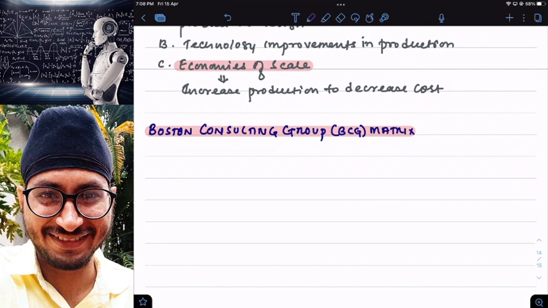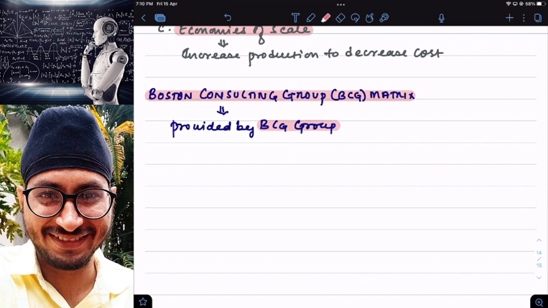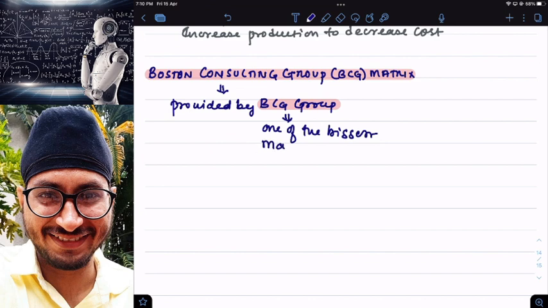Clear? And this analysis was provided by whom, sir? This analysis was provided by BCG Group. And what is this BCG Group, sir? It is one of the biggest management consultant companies in the world. It is not just big, it is one of the largest companies in the world who provides analysis on my portfolio.